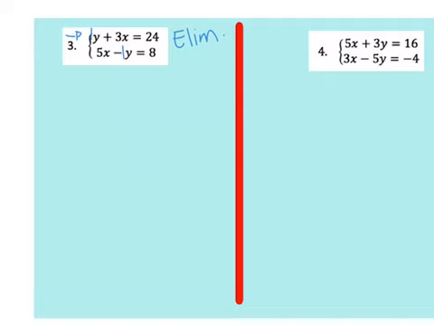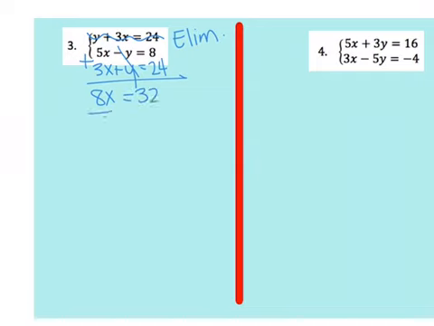So I just have to rewrite it so that I have the x and y on top of each other. So the x is on top of each other and the y. So I'm going to rewrite the top equation so that it's 3x plus y equals 24. And now I can go ahead and add straight down. So I get 8x, those cancel, equals 32. Solve for x. I get x equals 4. And now I can plug that back in. I'm going to go to that top equation again.